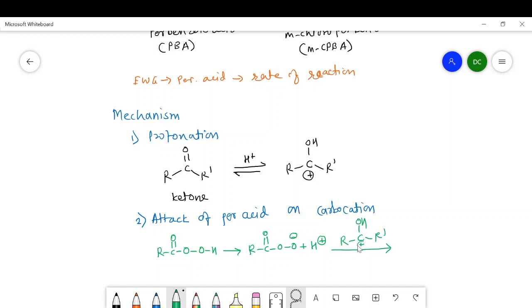here there is a positive charge, then this negatively charged oxygen attacks this carbon and it will give a corresponding RCOO. Here there is an O, then this oxygen is attached to the carbon, then there is the presence of R, R', and here there is OH. In this way, we get the corresponding compound.